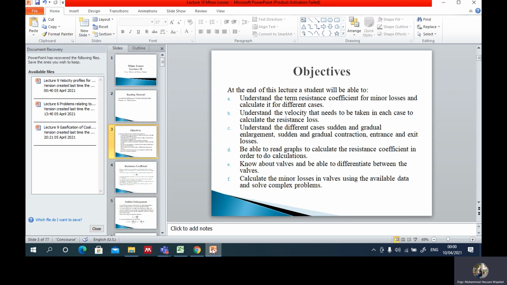But that is not the case in other different cases. K can be variable. So in this part of the topic, we will discuss how to calculate this resistance coefficient. The second objective that I want you to know is to understand the velocity that needs to be taken in each case to calculate the resistance loss.